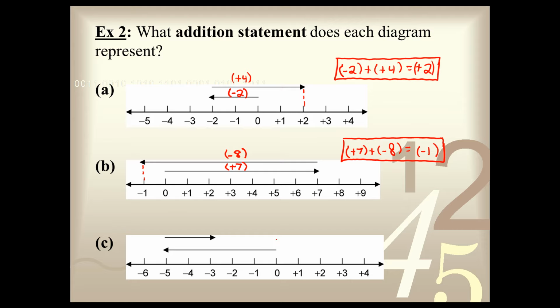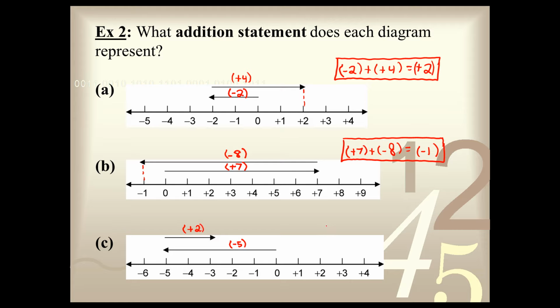Last one. So once again, first integer starts from 0. So we have 1, 2, 3, 4, 5 towards the left. Left is negative, so this first arrow is going to be representing the integer negative 5. The next integer starts from where the first one ends, and we go towards the right by 1, 2 units. So that would be positive 2.